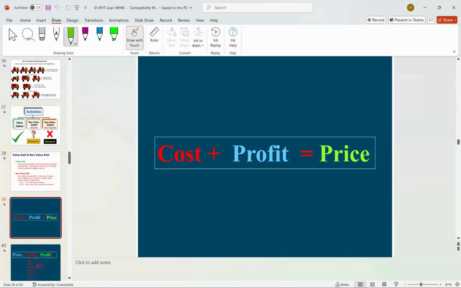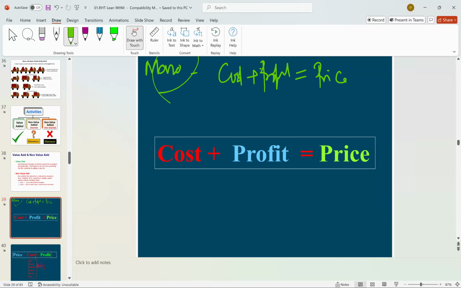So when it comes to monopoly, the price will be cost plus profit equals price. When it is a monopoly, cost එකට price එකේ margin එකක් එකතු කළාම, ඒක profit එක එකතු කරාම ඒක price එක වෙනවා. Cost plus profit equals price.